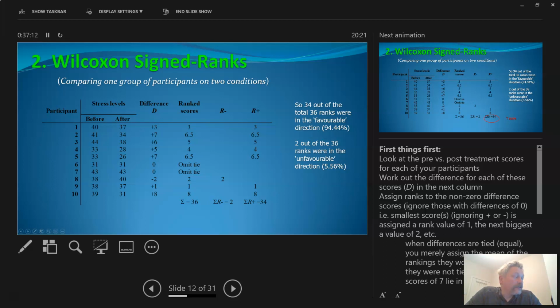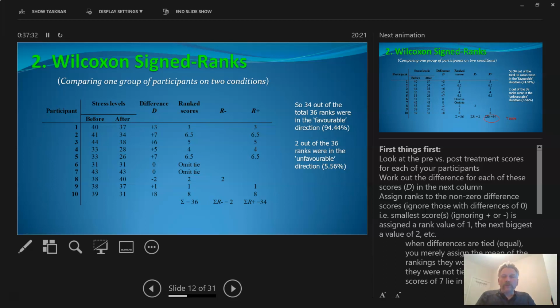You might even find you got some people who have an increase in stress, and their stress levels seem to get higher after having taken part in the intervention. And you can see there, obviously, 38 minus 40 would give us a -2. So we can see that stands out there.